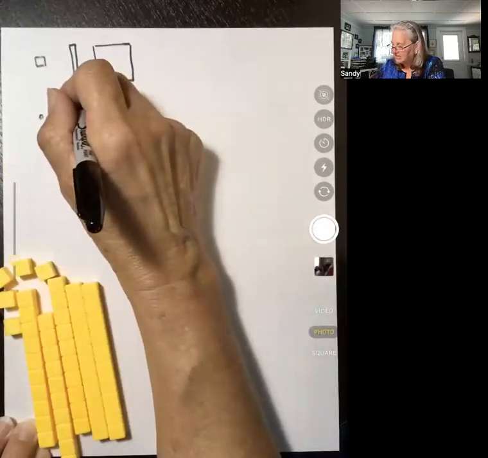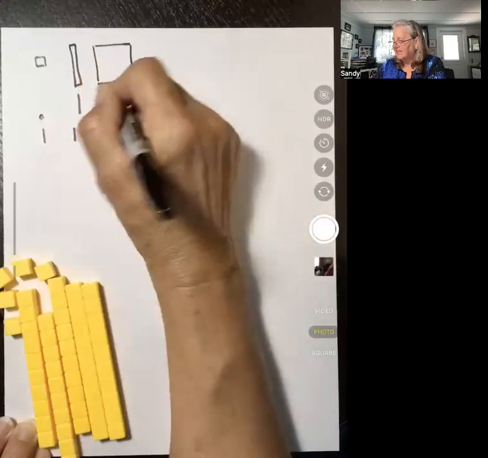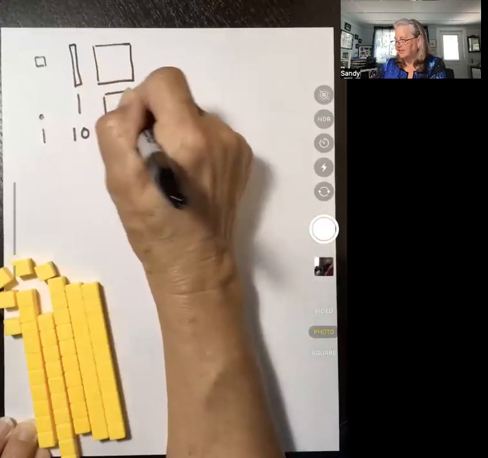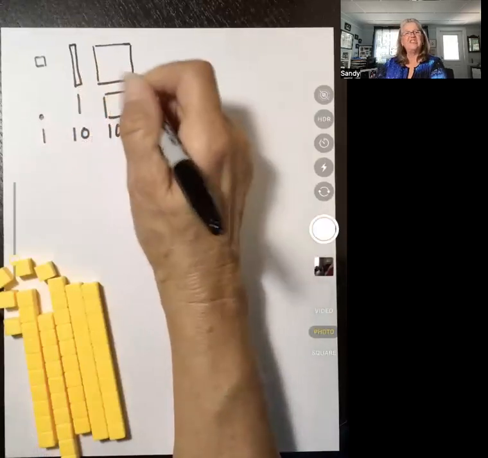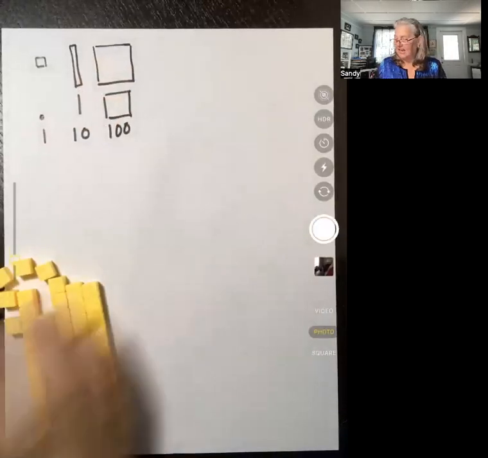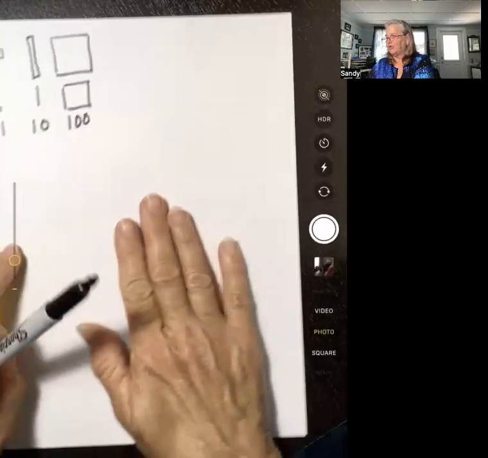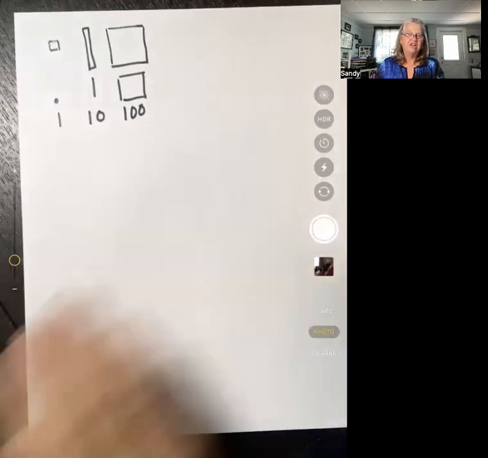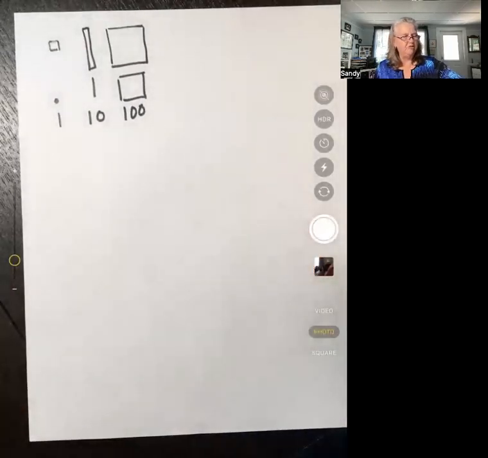And they just draw a stick for the 10. And they draw the square for the 100. It's a way for us to tell the difference between those different units. And it's a very efficient, very quick way for them to draw these. So as we continue on, I'm going to use those same types of drawings.